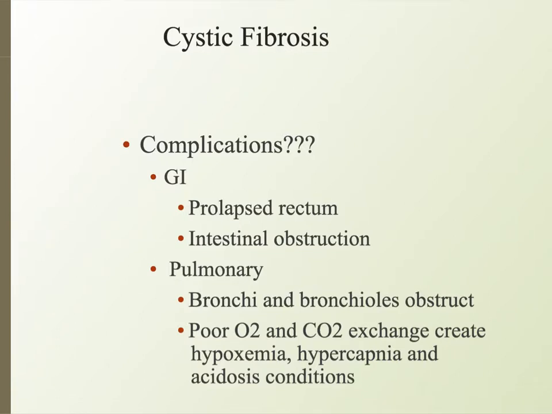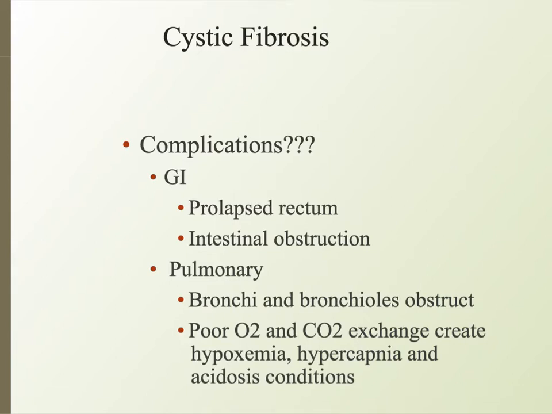Okay, so cystic fibrosis has some complications. With your GI, they can end up with a prolapsed rectum related to those large bulky stools and malnutrition and malabsorption that's occurring. And they can end up with increased intra-abdominal pressure when they cough. They can also have intestinal obstruction due to impactions.